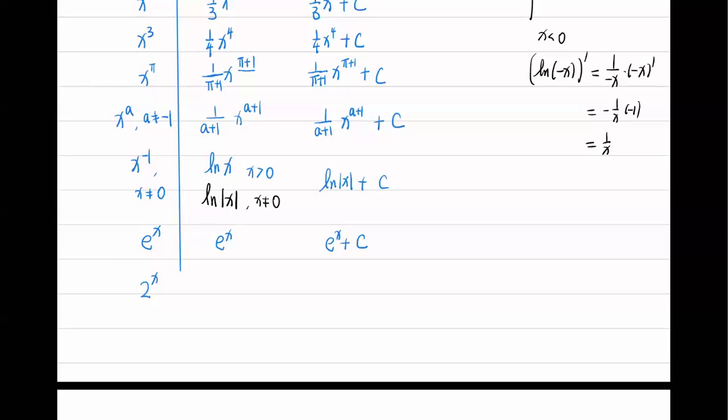Okay, so let's continue. 2 to the x. Okay, how do we find the antiderivative? Any idea? No, okay. Now let's go back. How do we find the derivative of 2 to the x? What's the derivative? Anyone remember this? If not, how to find the derivative? We know the derivative of the exponential. How do we find this derivative?